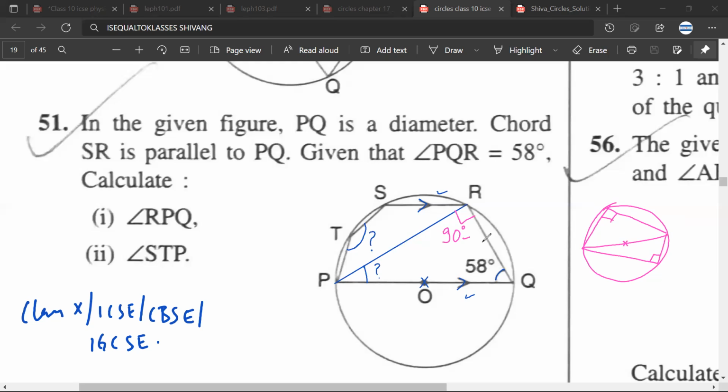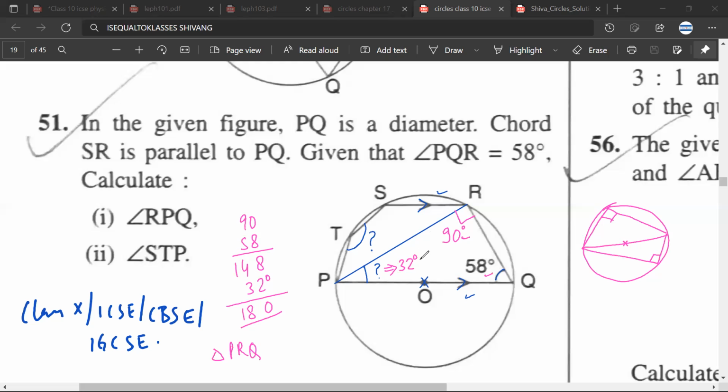Next, we have two angles, so we can find the third angle automatically. In triangle PRQ, we already have 90 degrees and we have 58 degrees. Therefore, this angle would be 32 degrees, so that the sum is 180 degrees.